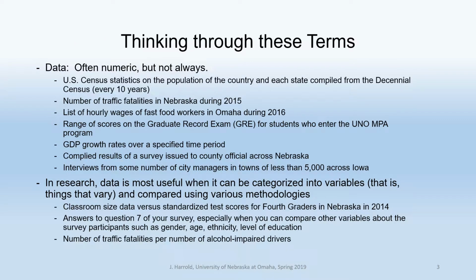So let's think through these terms. I said data are often numeric, but they're not always numeric. What are some examples? U.S. Census statistics on the population of the country, and each state, compiled from the decennial census. So every 10 years, we do a census, right? And the purpose of the census, according to the Constitution, is to apportion members of the House of Representatives. That was the constitutional purpose of the decennial census.